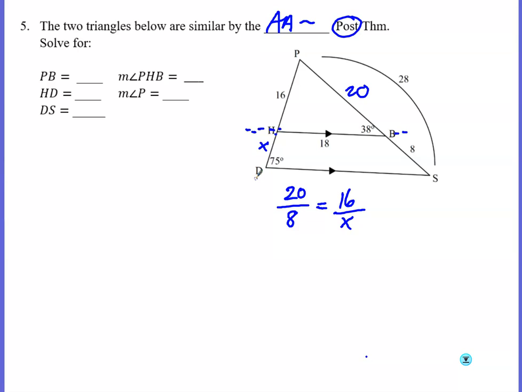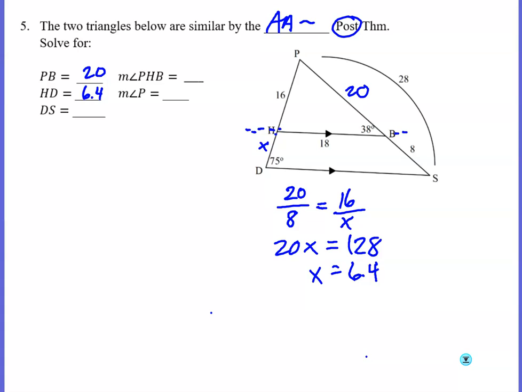Okay, so then I could cross multiply and solve. So again, this is the one where you can do like top over bottom equals top over bottom, right? Because of the parallel lines. So then we have 20x equals 16 times 8, and I get 128, and then I divide both sides by 20, and I get 6.4. So x is 6.4. So that was one of the things they asked for. HD is 6.4. They also asked for PB, but we already got that. PB had to be 20 because it was the part that was left over.